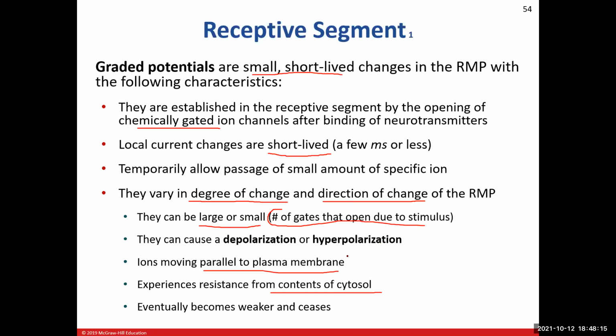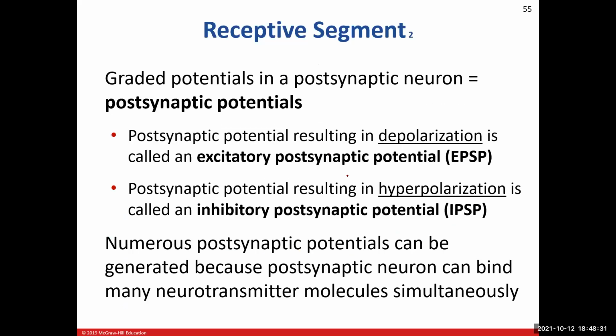So there's two types of graded potential. One will cause depolarization, and the other one will cause hyperpolarization. And we're going to discuss that. And again, before I forget, when we're talking about the opening of these chemically gated ion channels, remember, gated channels are specific to one type of ion. One type.